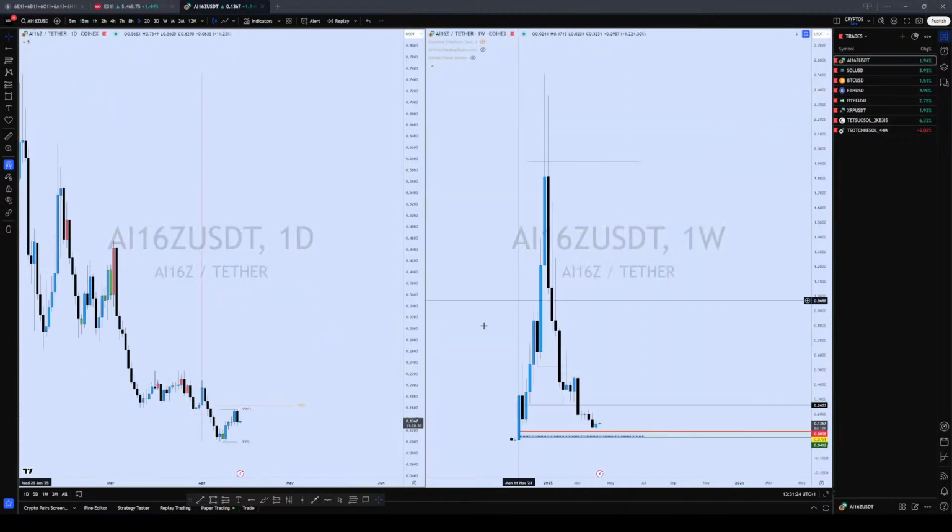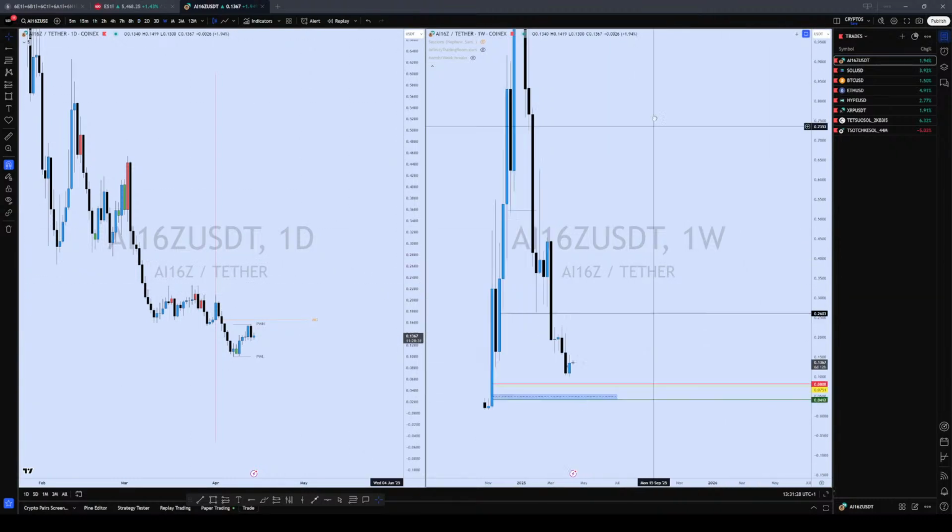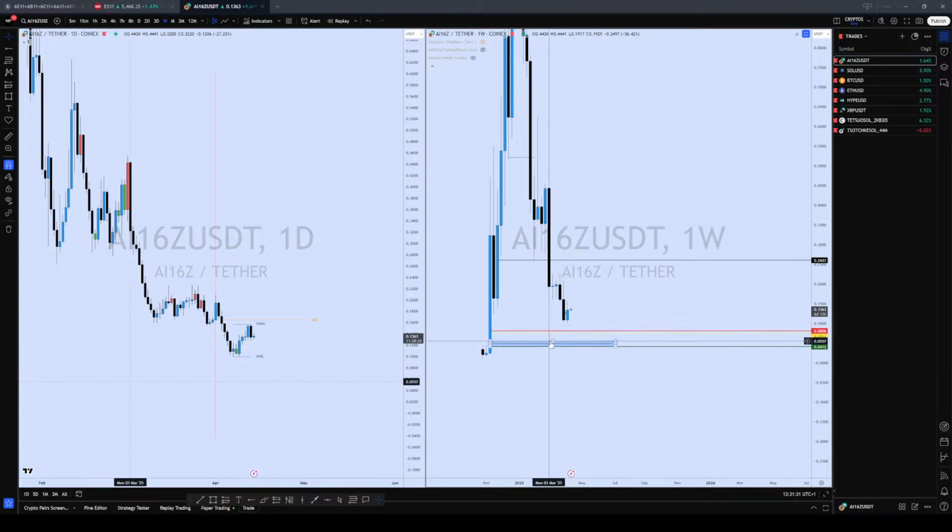AI 16, same thing. I think they might still drop down to the 0.0808 level somewhere here before a move to the upside can happen. So nothing has really changed. When they drop down and it starts going up, if it's going to be a really big move to the upside, price needs to leave gaps. The fact that it's not leaving any gap means that it's nowhere near ready to go up.